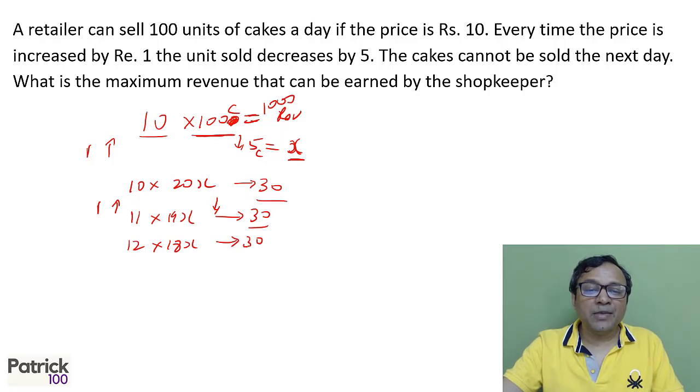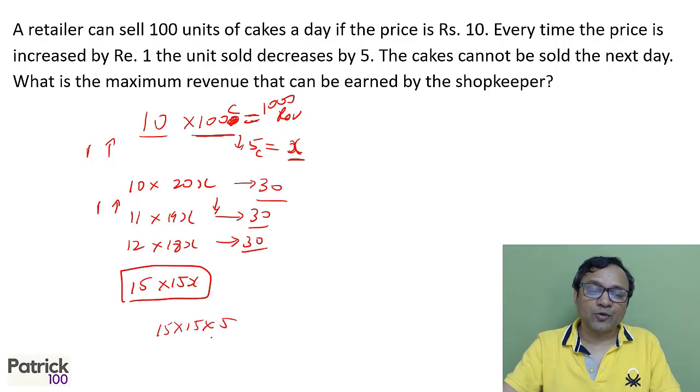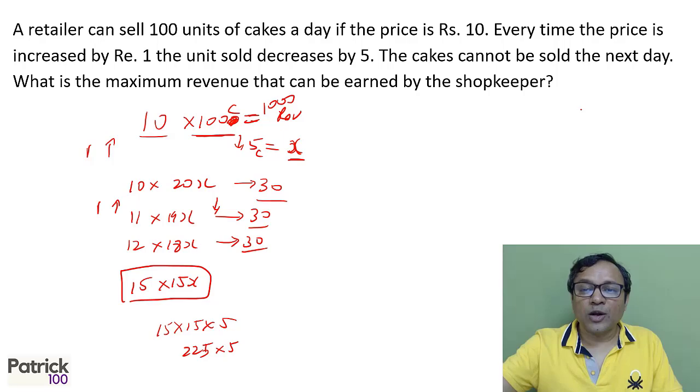When the sum is the same, the product is maximum when both the numbers are the same, which is 15 into 15x, the maximum revenue, where x is 5. So 15 into 15 into 5 will be the maximum revenue. 225 into 5 should give you 1125. That's the maximum revenue.